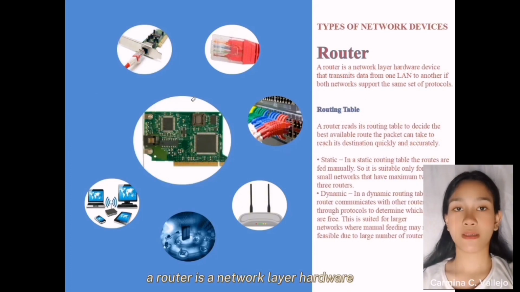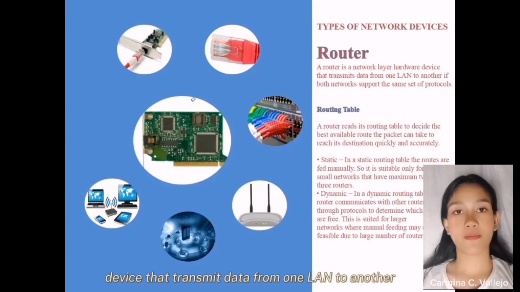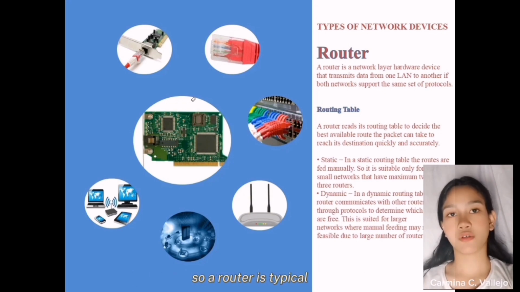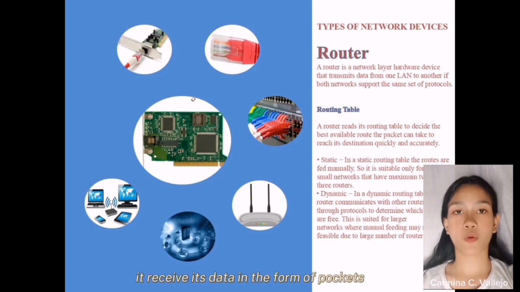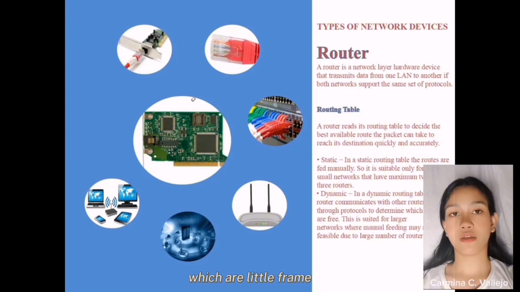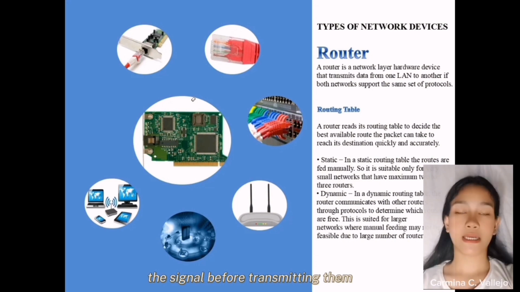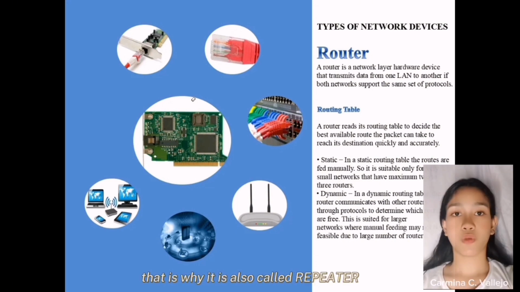A router is a network layer hardware device that transmits data from one LAN to another if both networks support the same set of protocols. So a router is typically connected to at least two LANs and the Internet Service Provider (ISP). It receives its data in the form of packets, which are data frames with their destination address added. A router also strengthens the signal before transmitting it. That is why it is also called a repeater.